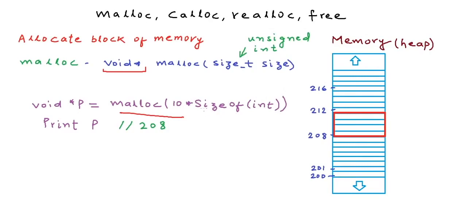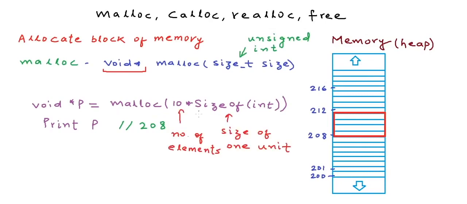Integer is a primitive data type. Sometimes you may know that sizeof integer is 4 bytes, so I can write something like 10 times 4 here, but it's not a good practice to do so. Size of a variable depends upon the compiler, and we would also be using malloc to allocate memory for complex data types. So we must use malloc like this. The total number of bytes should be written as the number of elements times the size of 1 unit of the data.